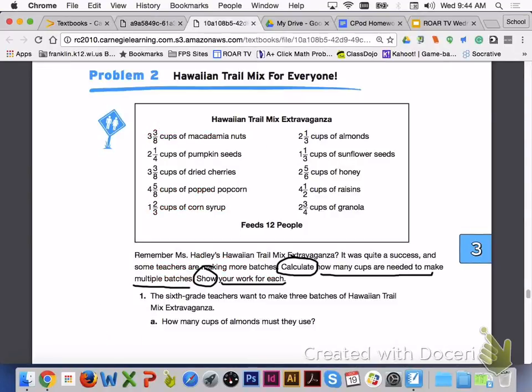Turn to page 195, problem 2, Hawaiian trail mix for everyone. Remember Miss Hadley's Hawaiian trail mix extravaganza? It was quite a success, and some teachers are making more batches. Calculate how many cups are needed to make multiple batches. Show your work for each. Answer number 1, letters A through C with your group members.